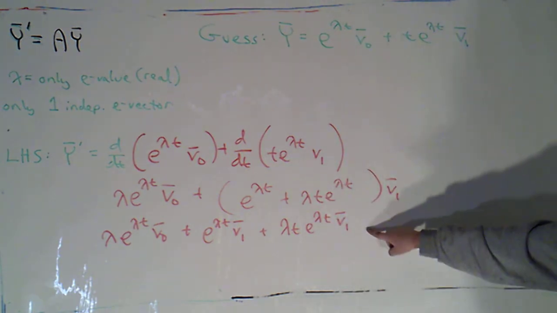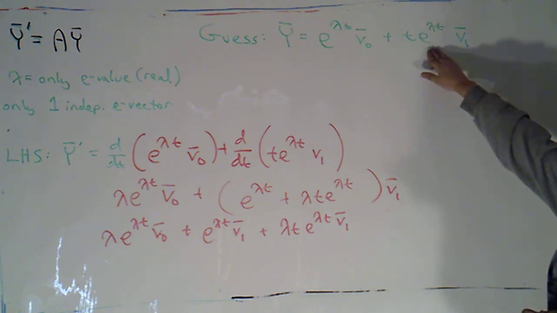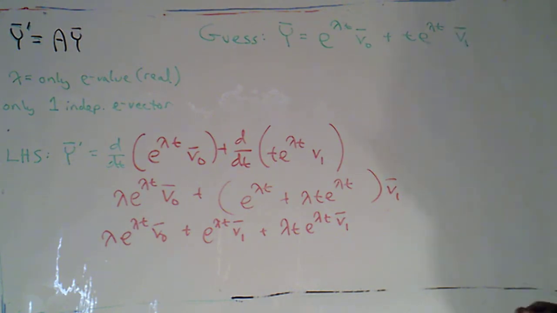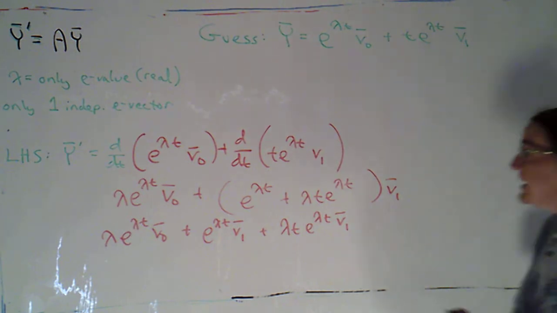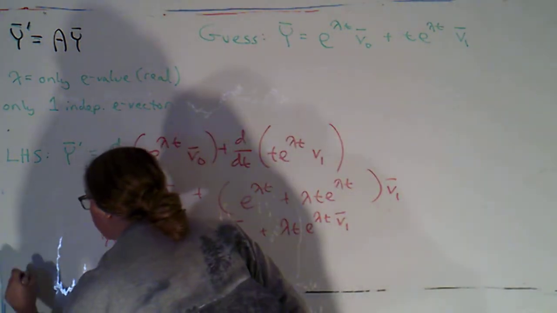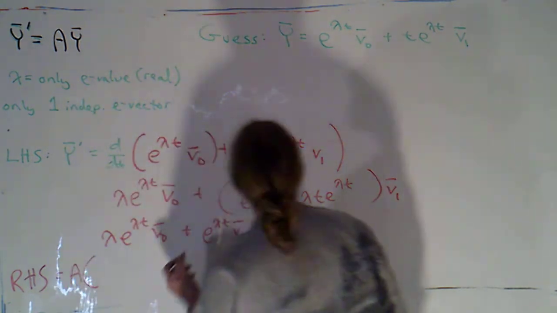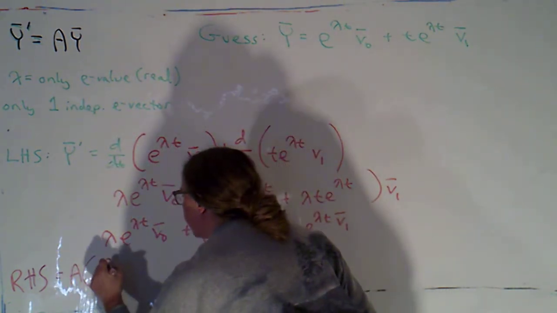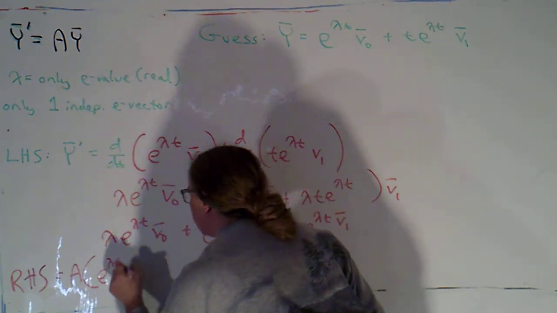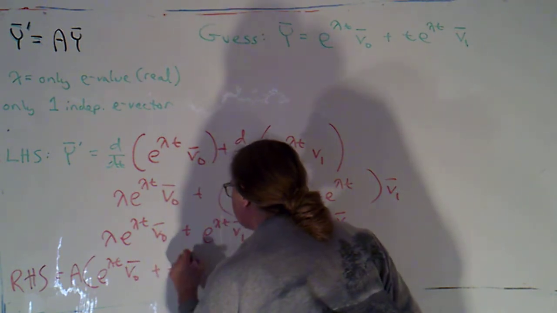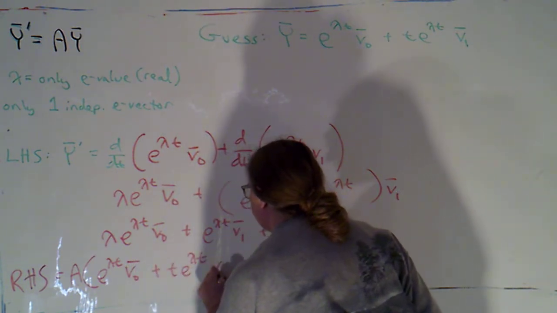So that's what I get on the left-hand side of my differential equation if I plug in something that looks like this. Okay, on the right-hand side, what I'm going to get is A times e to the lambda t v0 plus t e to the lambda t v1.